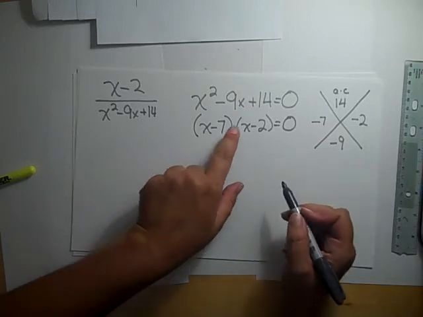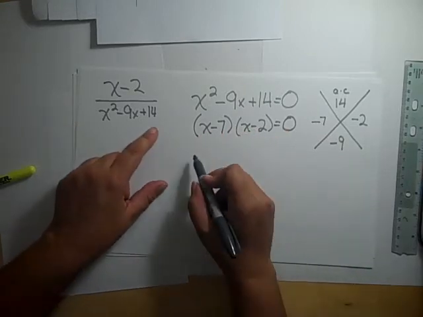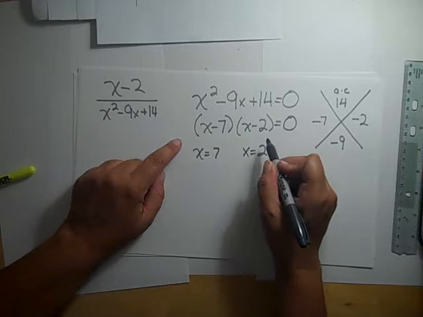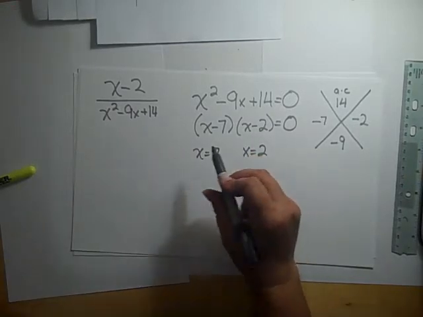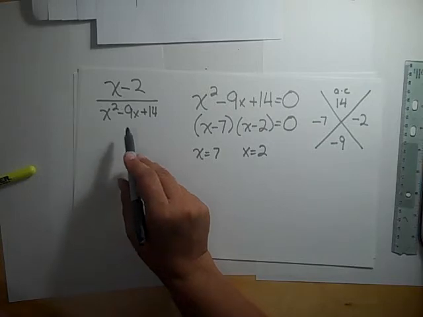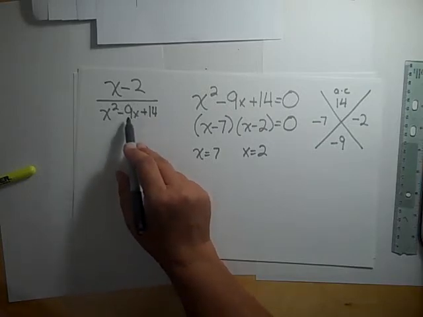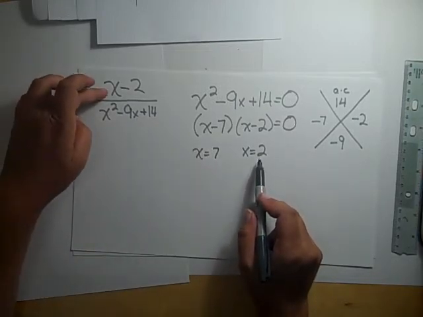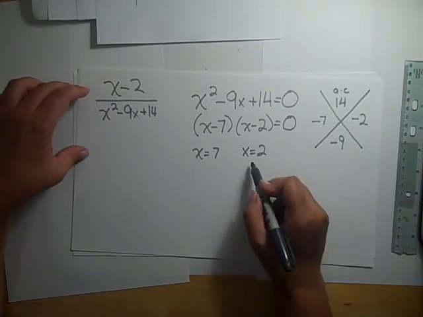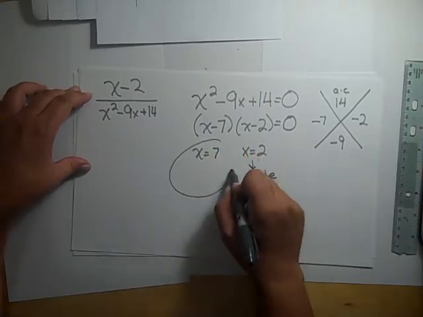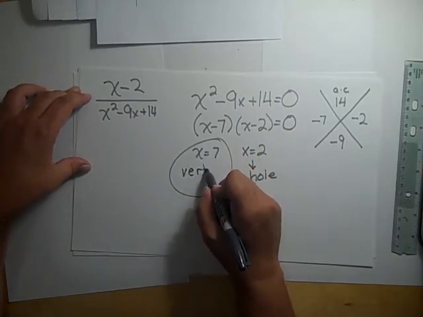That means if either one of these factors is 0, we'll get 0. So if x is 7, this would be 0. If x is 2, this would be 0. So we found the things that make our denominator 0, but are we done? We're not. Because if we get 0 over 0, then we have a hole in the graph. In fact, if you plug 2 into the numerator, you would get 0 over 0. So x equals 2 is not a vertical asymptote, it's a hole. x equals 7 is your vertical asymptote.